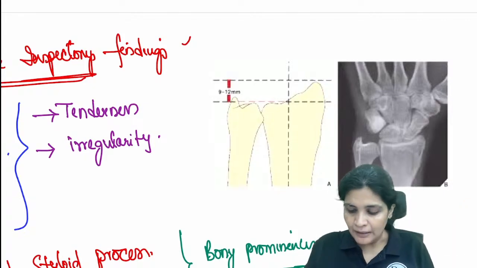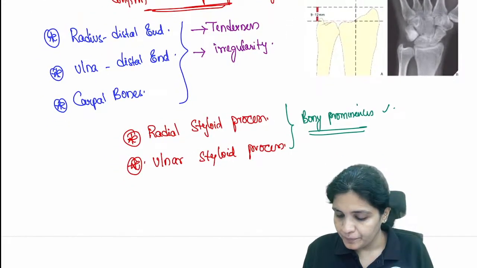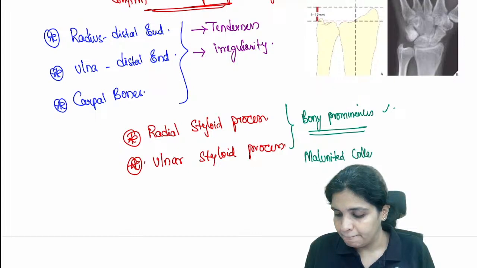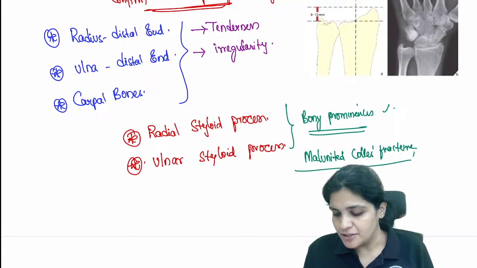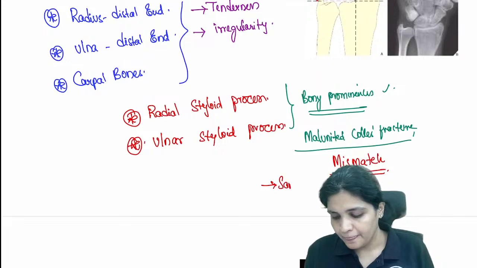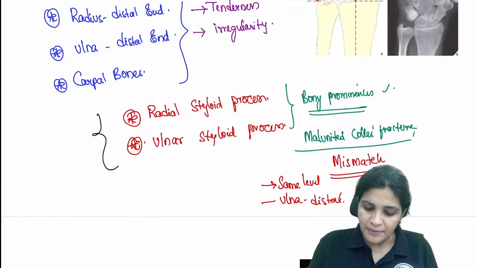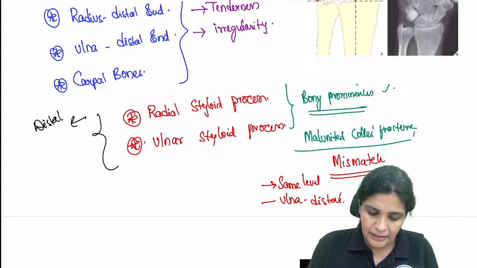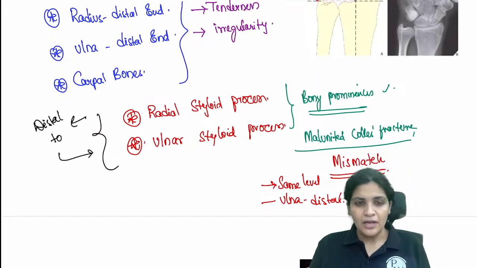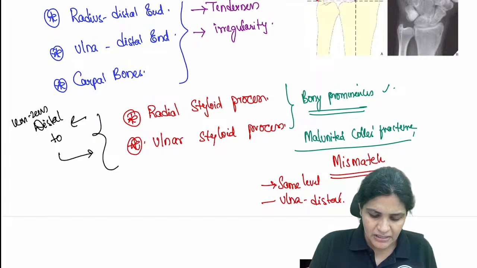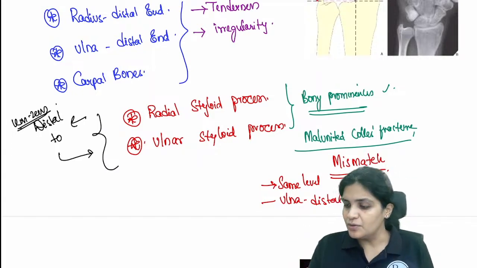Now, whenever there is a malunited Colles fracture, what happens to this? So there is a mismatch. Now they might be at the same level, or the ulna may be distal, right? Normally the radial styloid is distal to the ulnar styloid, maybe 1 centimeter or 2 centimeters distal, right?